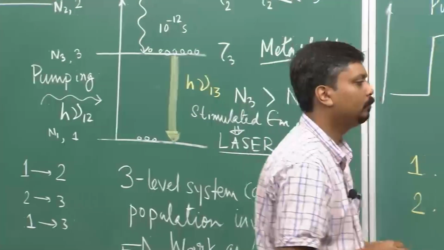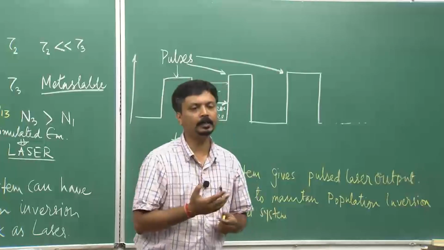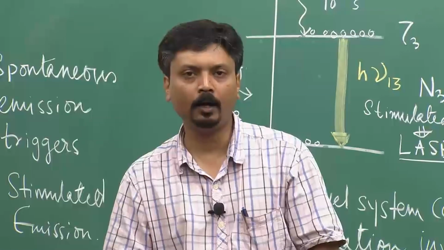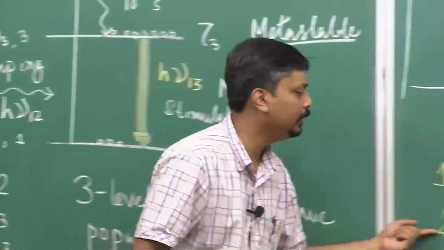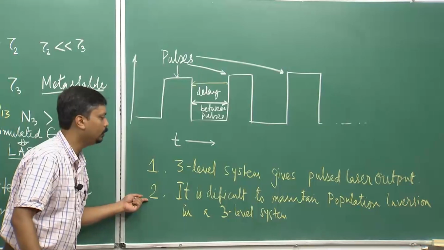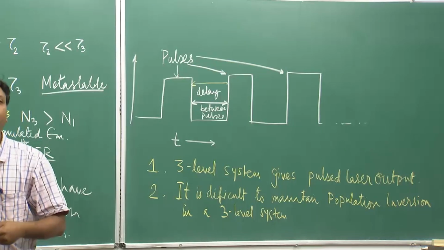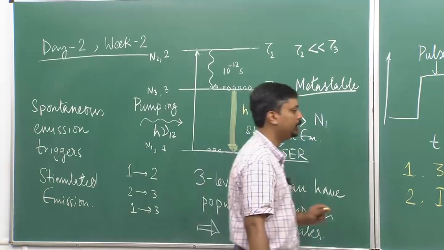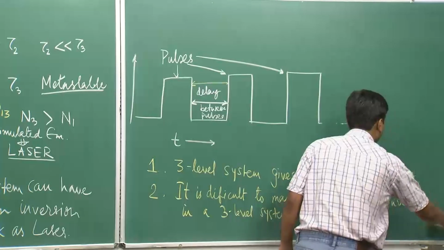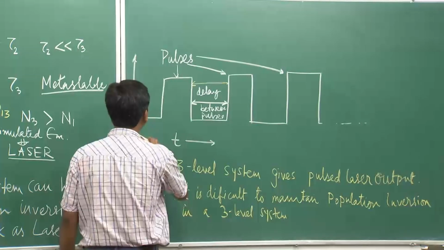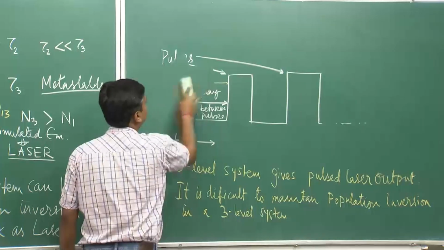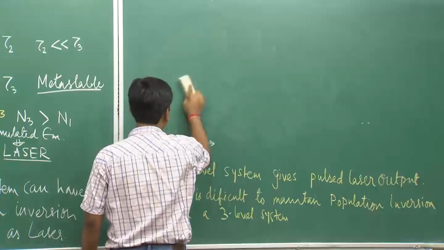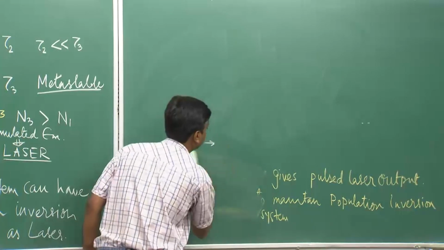Now, when we go from a 3-level laser to a 4-level laser, can we overcome this drawback which is given in this point 2? That is the problem, or difficulty, of maintaining the population inversion. So, let us see if we can create population inversion in a 4-level system, and also if we can, then can it get rid of the problem that the 3-level system faces.